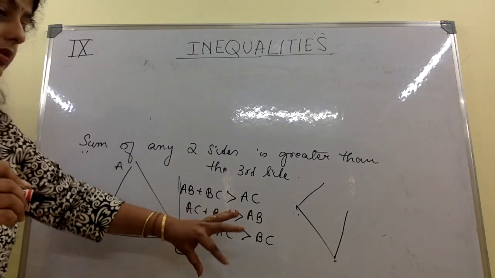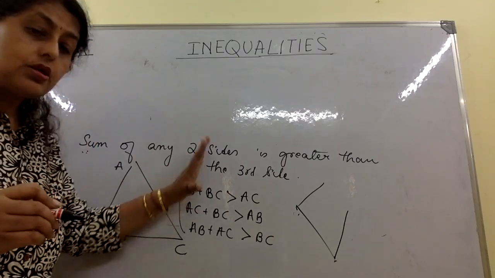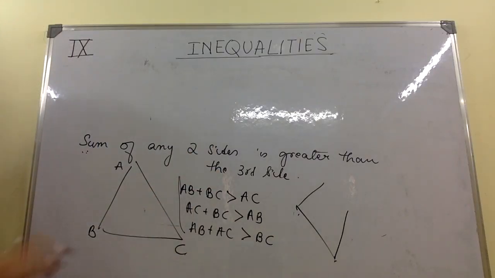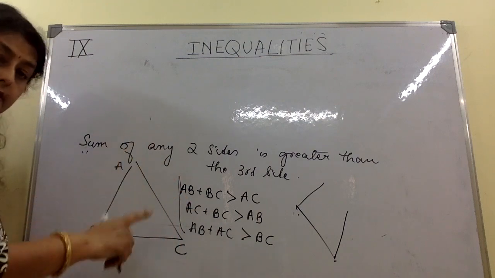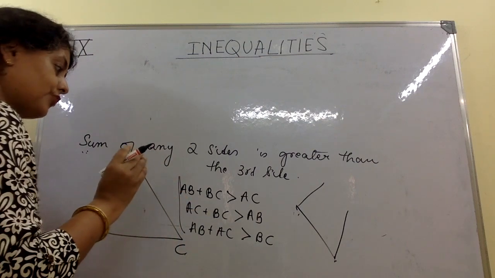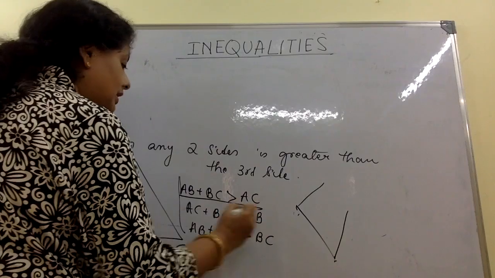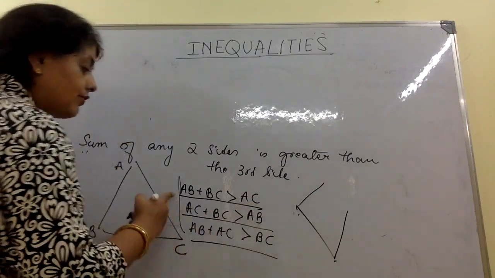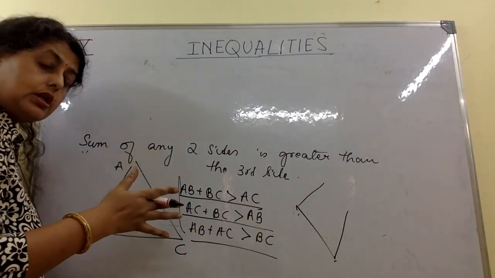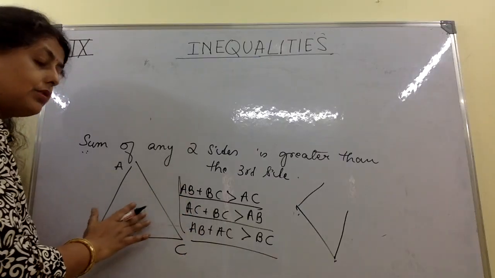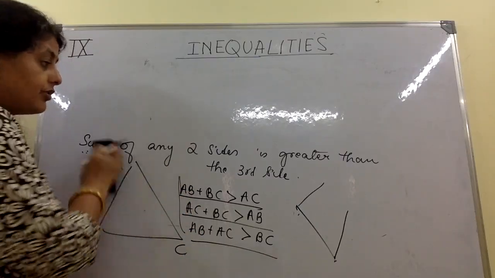Remember, this is not greater than or equal to. Even equal to is not allowed. And in order to form a triangle, all three have to be satisfied, not just any one. We have to get all three satisfied, only then a triangle can be drawn with those sides.